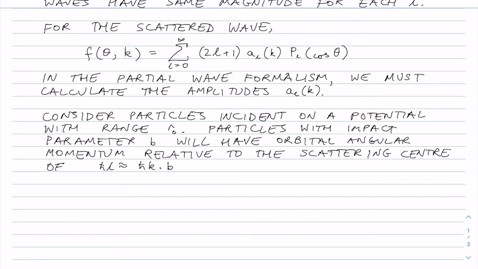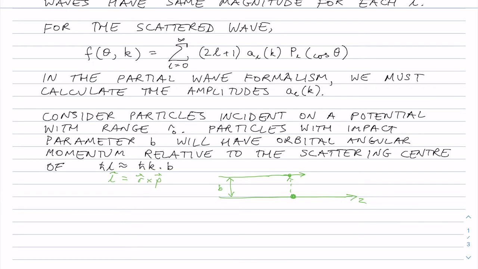So a little diagram here. You've got your scattering center here, and this is the z-axis. You're coming in with some impact parameter b, and you've got some momentum in this direction. And so when you're close to here, you're going to have angular momentum of h bar k times b, which is the speed at which you're going, dotted with r naught. L equals r cross p, right?